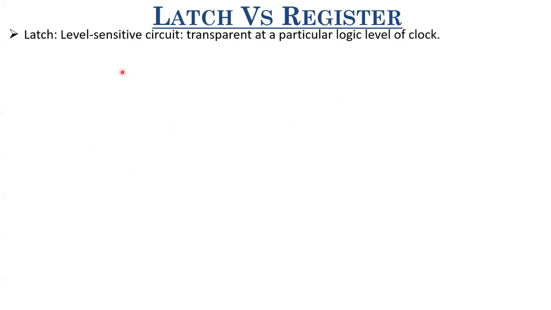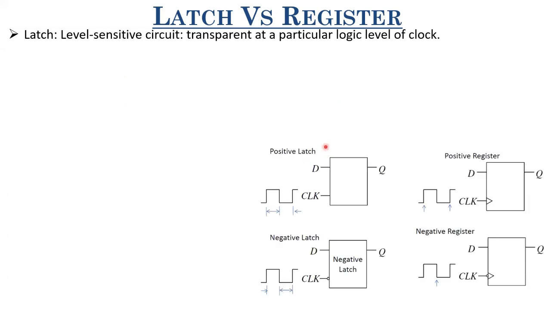In a register, we said that the data is sampled only at the clock edge. However, that is not true for a latch. In a latch, it's a level sensitive circuit. So let us see what the different types of latch are. There's a positive latch and a negative latch. If it's a positive latch, as long as the clock is high, that is, at logic level 1, whatever data is there at D, which is its input, will be transferred to Q. The latch is transparent whenever the clock is at logic level high, right?